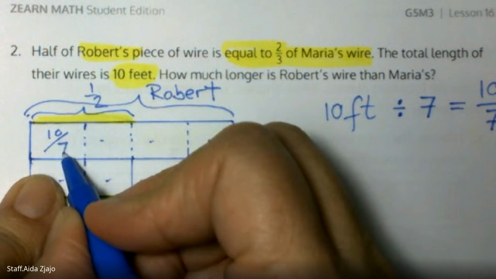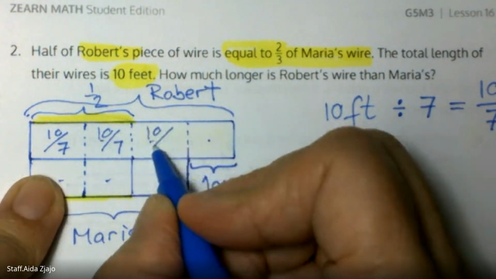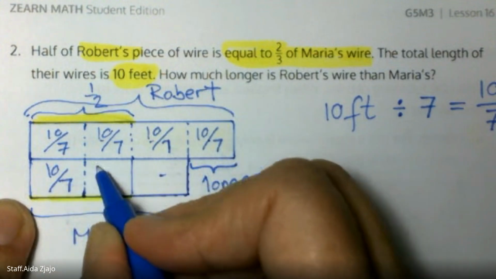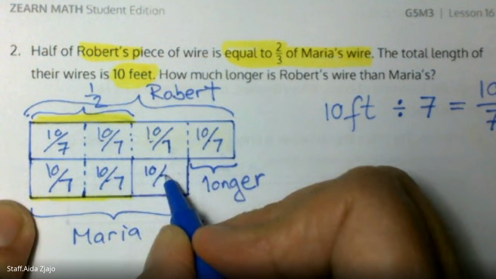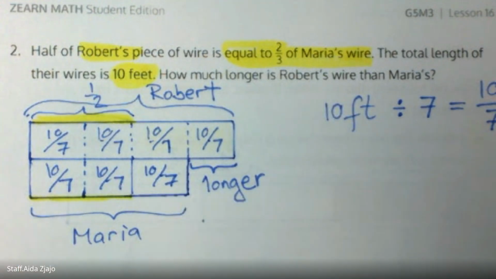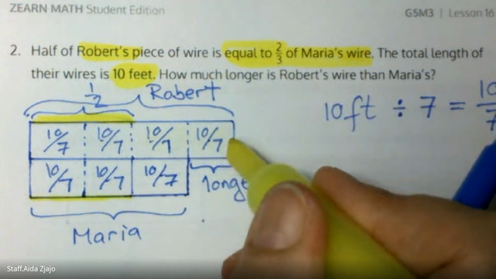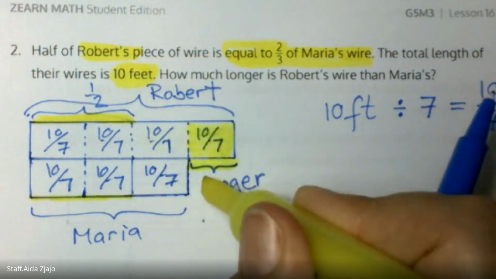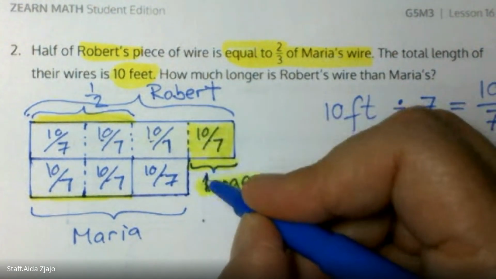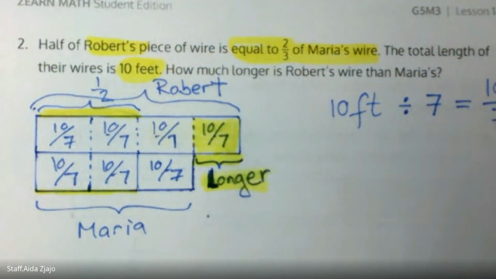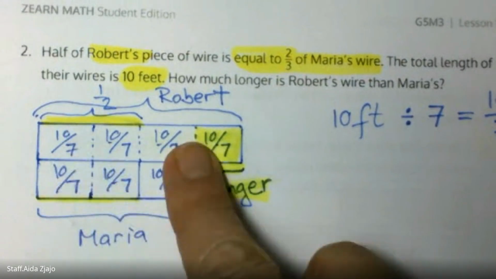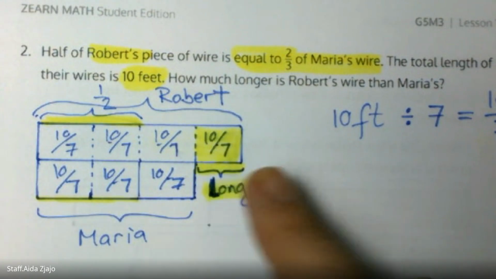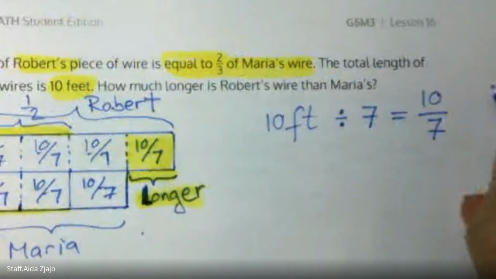10 sevenths, 10 sevenths, 10 sevenths, 10 sevenths, 10 sevenths, 10 sevenths, 10 sevenths. So how much longer Robert is than Maria is this 10 sevenths. That's how much longer Robert's piece is. If they were the same, there would be no extra part, but he is longer, so he is longer by 10 sevenths feet.